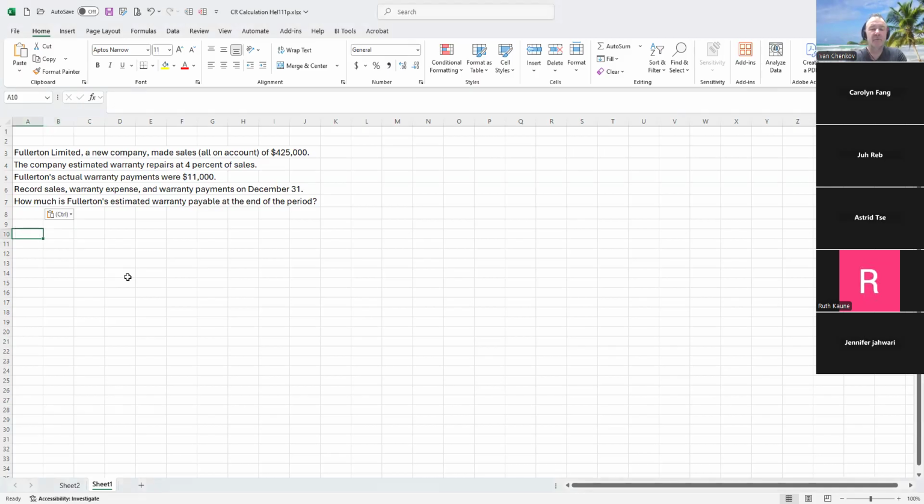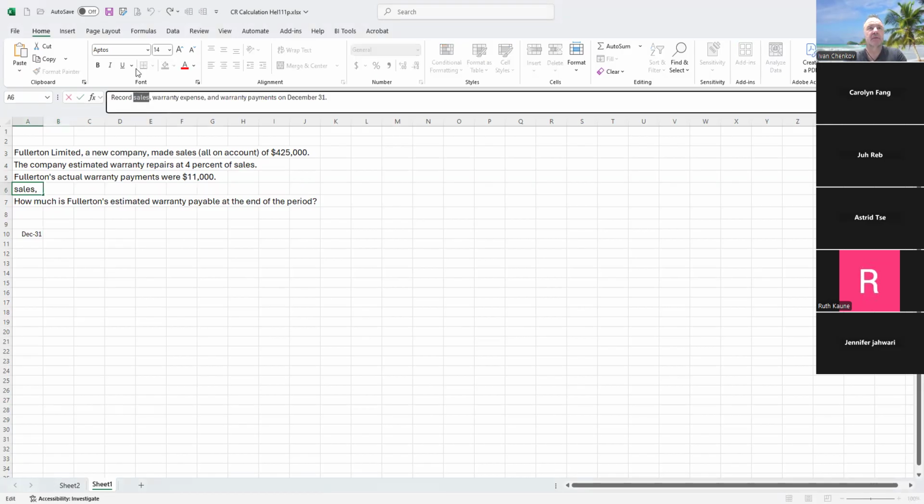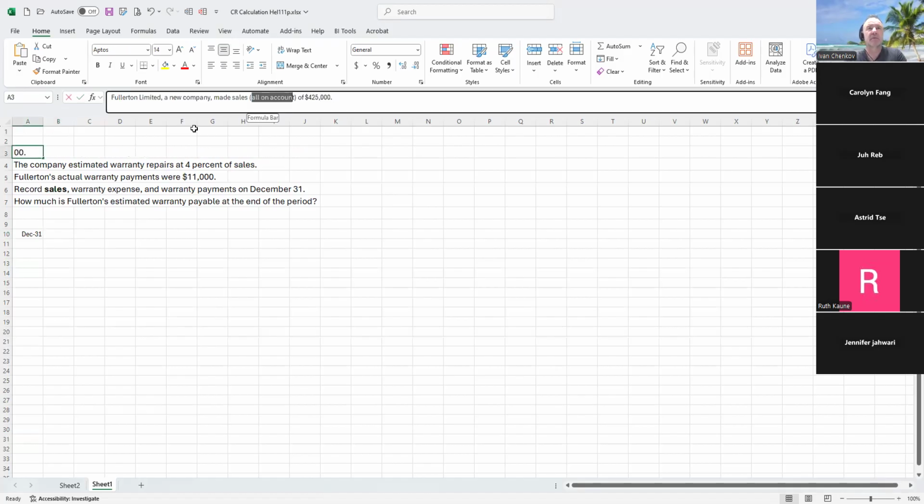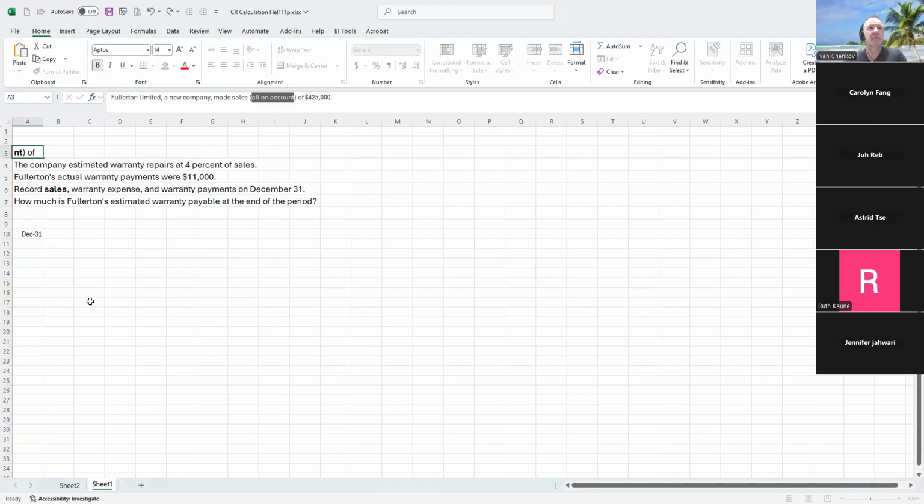Obviously, the year end will be December 31st. So, first entry for the sales. We have to record the sales. That's the first thing that we have to do. Let's record the sales. And all the sales are on account. So which account are we going to debit here?